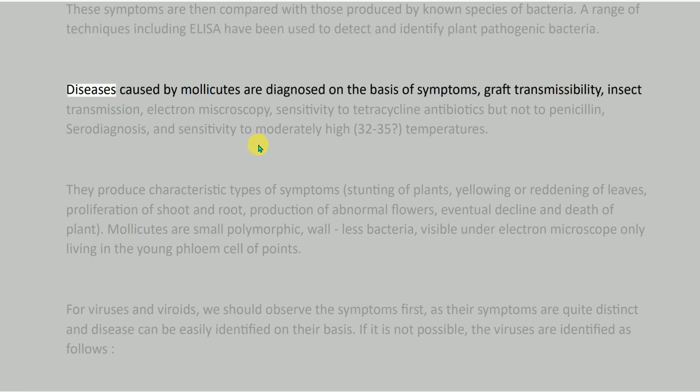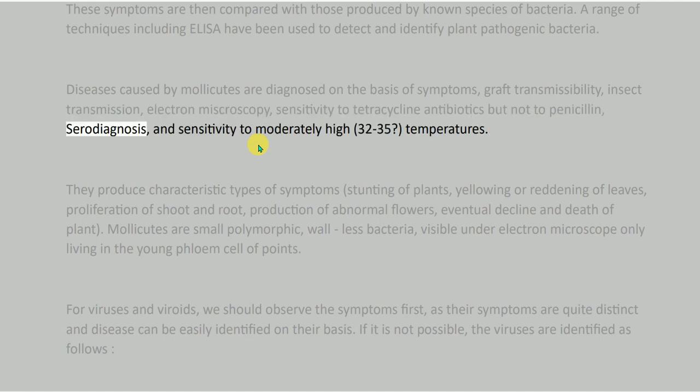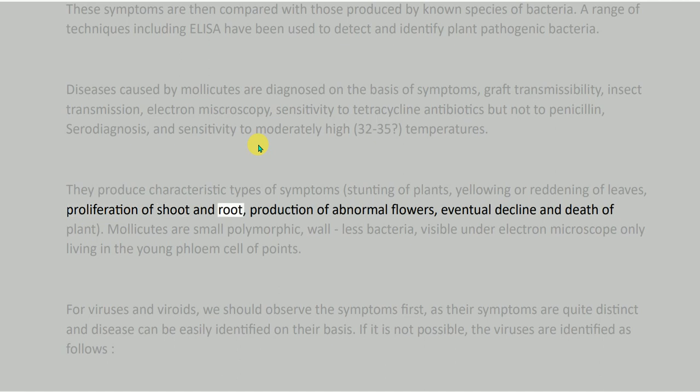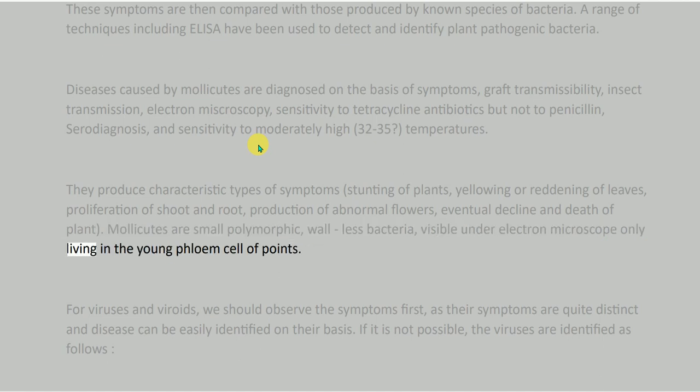Diseases caused by mollicutes are diagnosed on the basis of symptoms, graft transmissibility, insect transmission, electron microscopy, sensitivity to tetracycline antibiotics but not to penicillin, serodiagnosis, and sensitivity to moderately high temperatures, 32-35 degrees. They produce characteristic types of symptoms: stunting of plants, yellowing or reddening of leaves, proliferation of shoot and root, production of abnormal flowers, eventual decline and death of the plant. Mollicutes are small, polymorphic, wall-less bacteria, visible under the electron microscope only, living in the young phloem cells of plants.